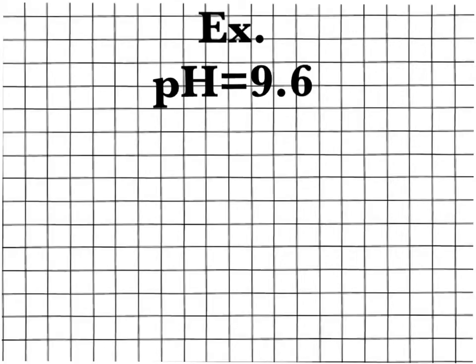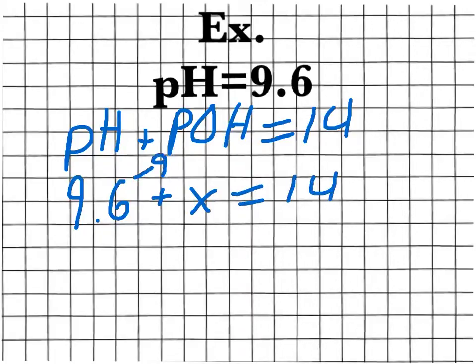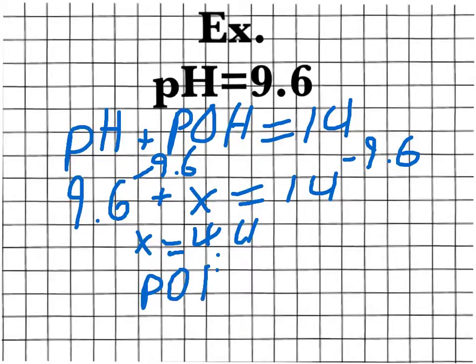Now let's do an example. Let's say the pH is 9.6. We'll plug that in our new equation, which is pH plus pOH equals 14. So you're going to plug 9.6 in for the pH value, plus X equals 14. You're going to subtract 9.6 from each side. You're going to get X to equal 4.4. So the pOH of this equals 4.4.